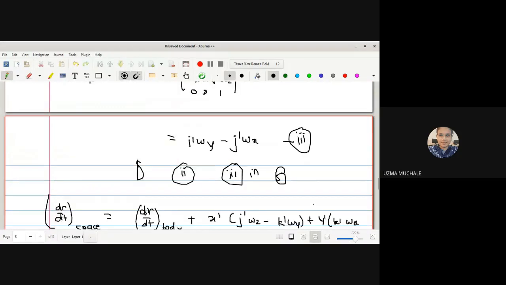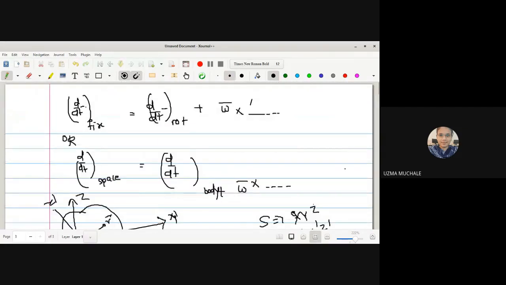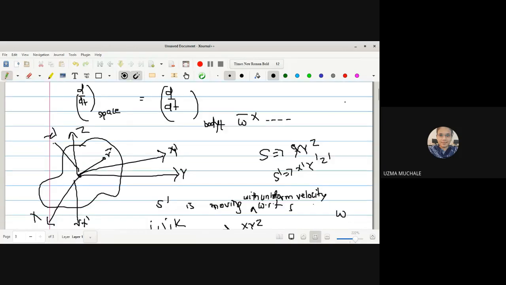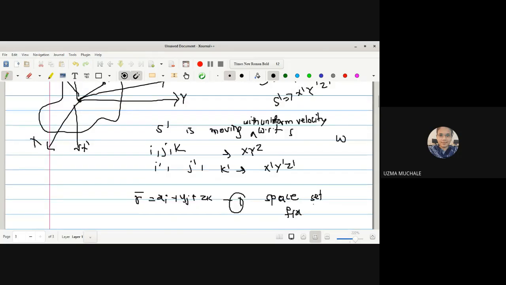See, we have followed here in this lecture, we have seen we have to find out the relation between the space set of axes and the body set of axes. To obtain this relation, what we have done, we have considered the two systems S and S dash. S is related to x, y, z, and S dash is a system related to x dash, y dash, and z dash. So S dash is what? It is moving with some uniform velocity omega with respect to S. That is, it is with some rotation. Since we are going to fix one point of the body, translational motion is absent, so it is simply rotating.